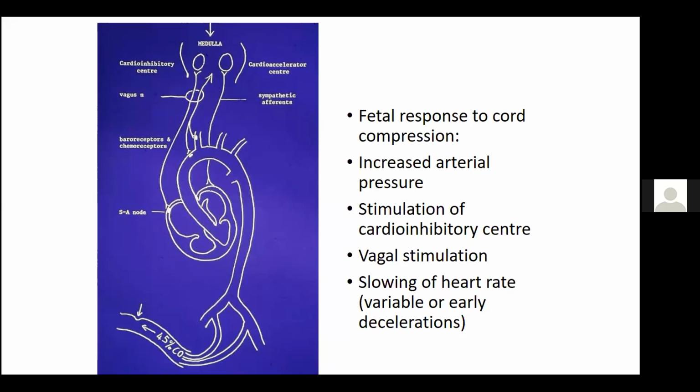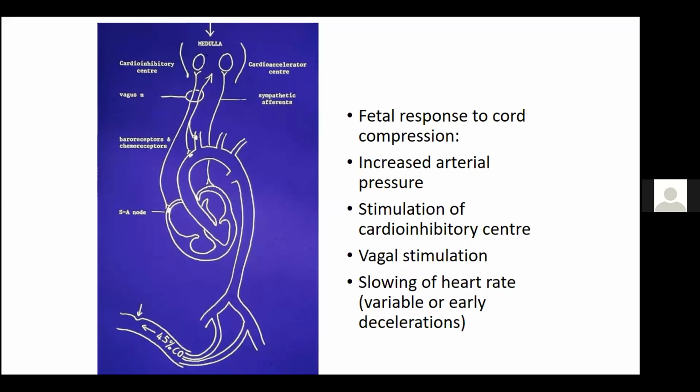Now, when there's an increase in the arterial pressure, this is going to cause a stimulation of the cardio-inhibitory center, cause vagal stimulation, and it will cause a slowing of the heart rate. So this is actually physiological. Remember, with CTGs, we are not measuring the heart. We are measuring the functionality of the brain. That is why if the CTGs are misinterpreted, you get cerebral palsy.